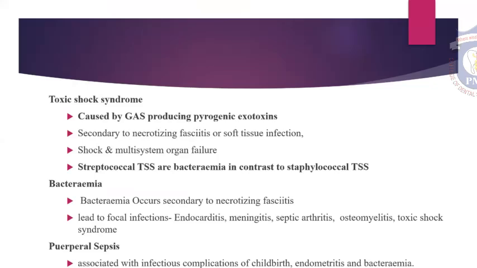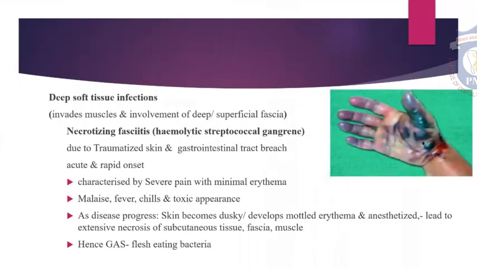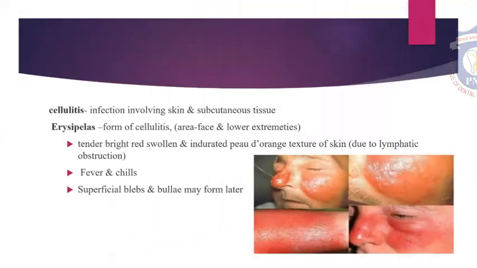The next clinical manifestation under suppurative complications is bacteremia. It also occurs secondary to necrotizing fasciitis, leading to focal infections like endocarditis, meningitis, septic arthritis, osteomyelitis, and toxic shock syndrome. And the last suppurative complication is puerperal sepsis. This is associated with infectious complications of childbirth, endometritis, and bacteremia. These are the suppurative complications of Streptococcus pyogenes.